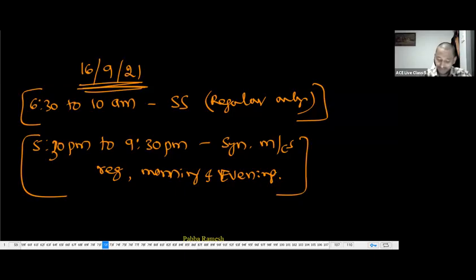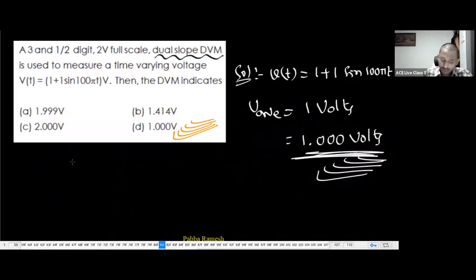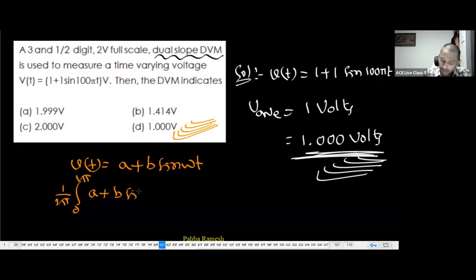Sangeeta, how do you consider average value? Come on here. This is the electrical basic principle. V of t is equal to A plus B sine omega t. Find the average value by taking the integration: 1 by 2 pi, integral from 0 to 2 pi of A plus B sine omega t with respect to d omega. If you simplify that, you are going to get A only.